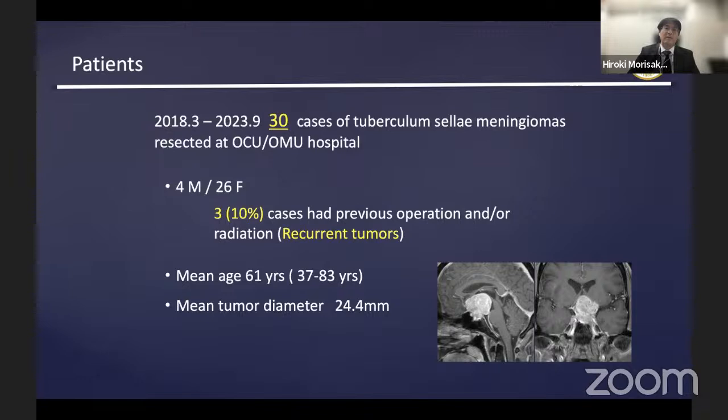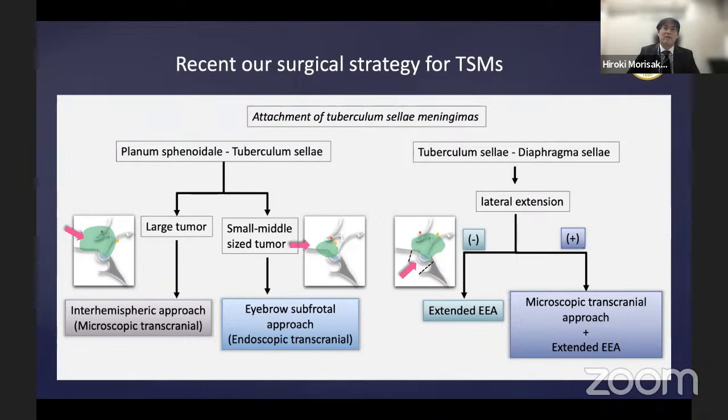This is our recent surgical strategy for tuberculum sellae meningiomas. We usually separate two types of tuberculum sellae meningiomas. One is planum sphenoidale to tuberculum sellae meningioma, where the attachment of the tumor is planar and the tumor size is large. We usually select the interhemispheric approach, a microscopic transcranial, conventional approach. If the size of the tumor is small to middle, we recently select the eyebrow subfrontal endoscopic approach.